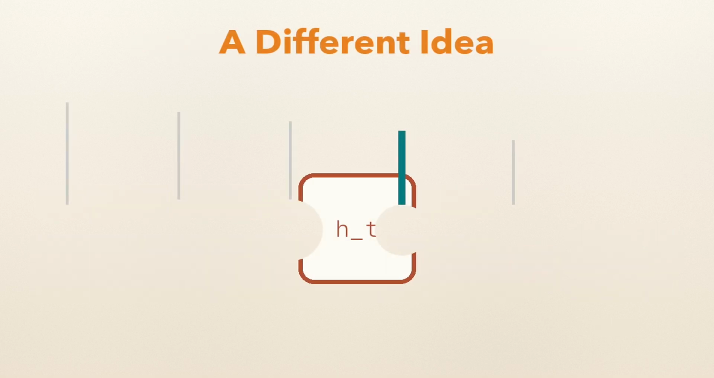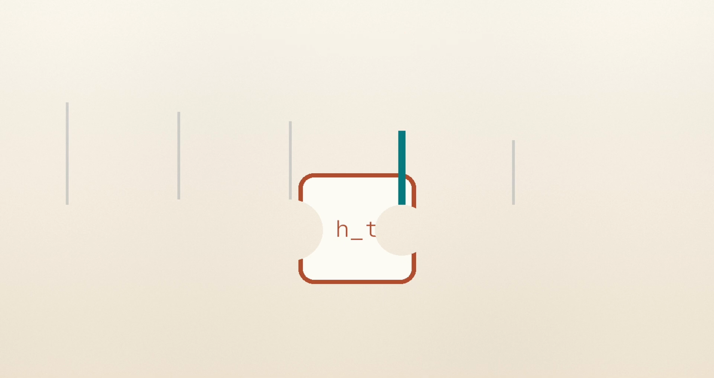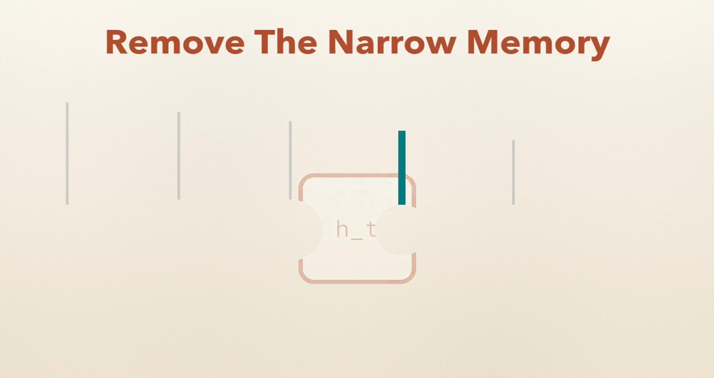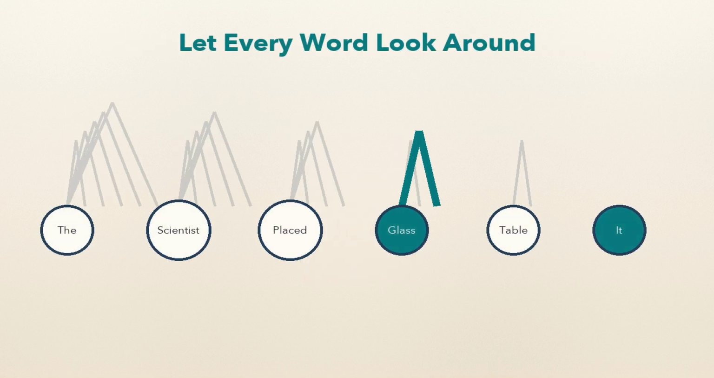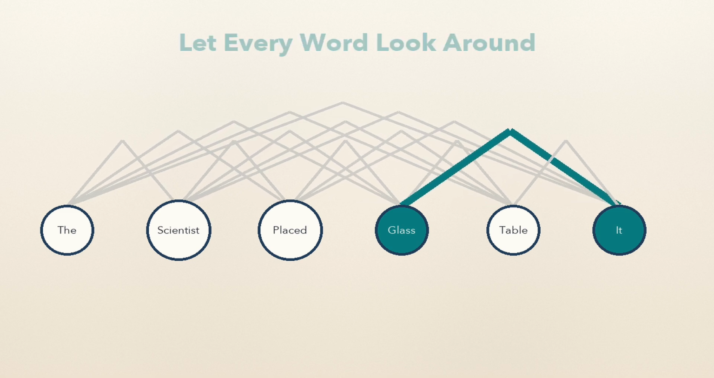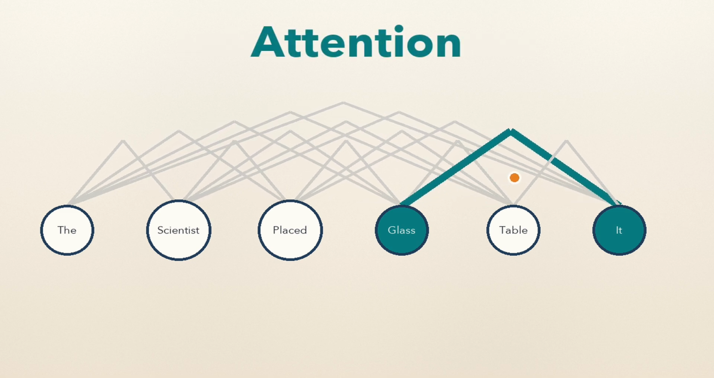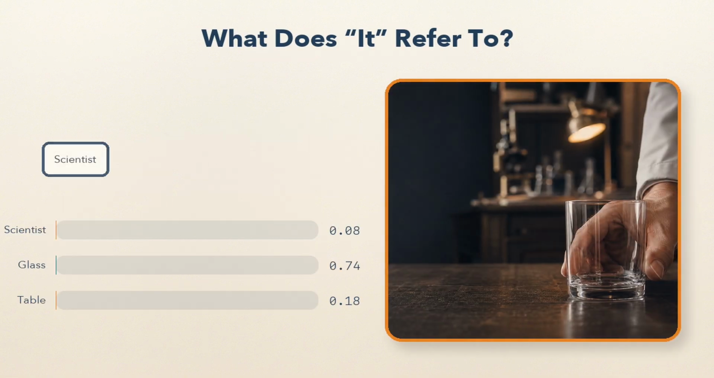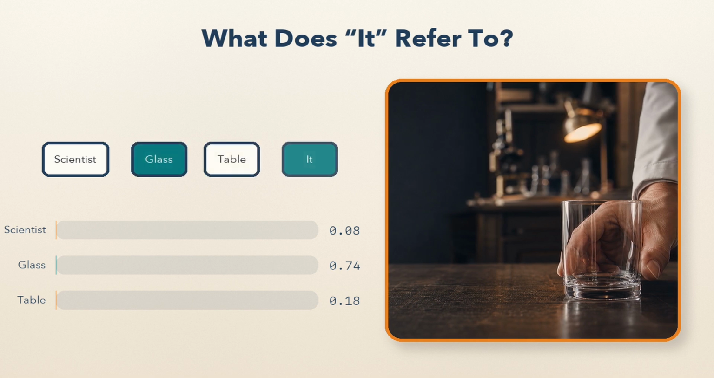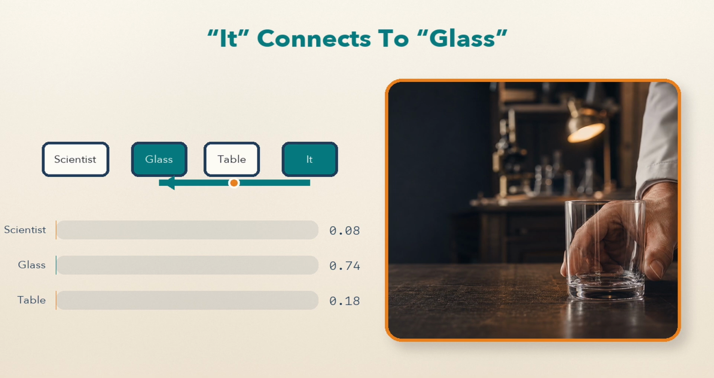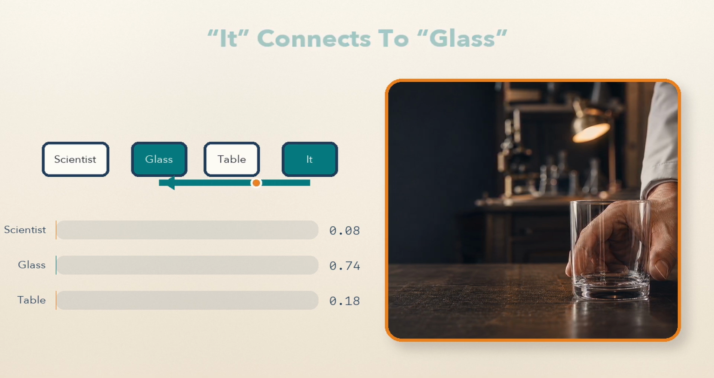The transformer introduced a different idea. Instead of forcing information through one narrow memory, let every word directly examine the other words. This mechanism is called attention. A word can decide which parts of the sequence are important, even when those parts are very far away. For example, in the sentence, "The scientist placed the glass on the table because it was fragile," the word "it" should connect strongly to glass.